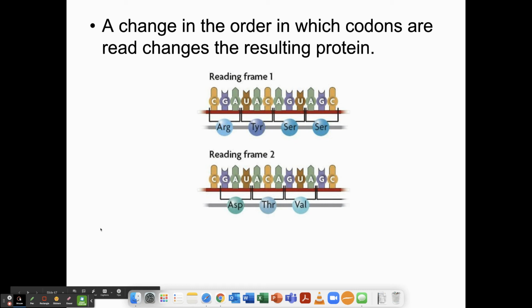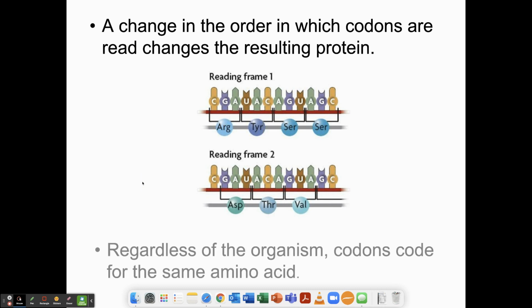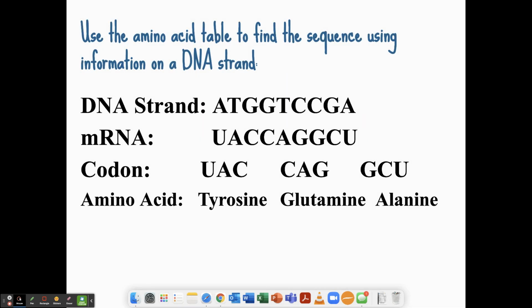A change in the order in which the codons are read changes the resulting protein. So if I switch the order, I change the whole protein sequence, which can then cause mutations. Regardless of the organism, codons code for the same amino acid. Same thing, we're going to use the amino acid table or the codon chart to find the sequences using information on our DNA strand.